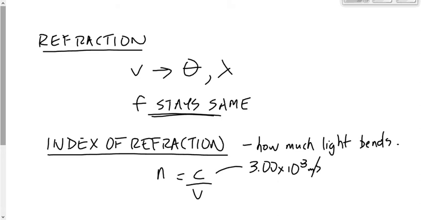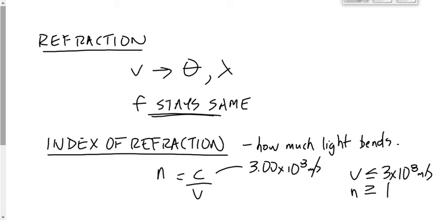V will always be less than or equal to 3 times 10 to the 8 meters per second. It can be equal, but it's never going to be greater than 3 times 10 to the 8 meters per second. That means that N will always be what? Greater than or equal to 1. The index of refraction of vacuum is exactly 1. The index of refraction of air is like 1.00 something.